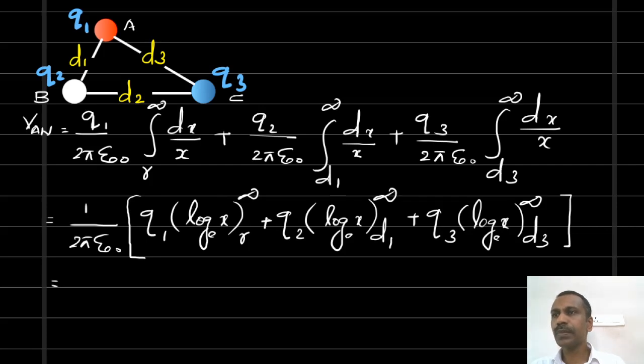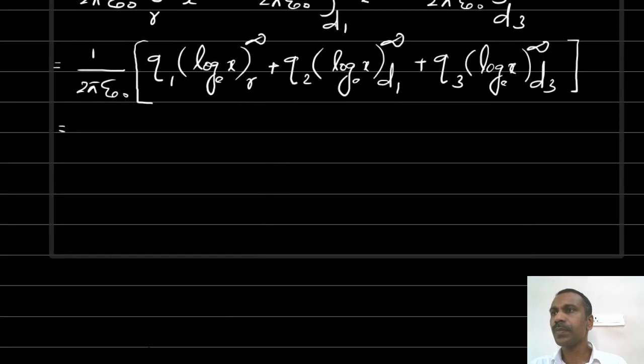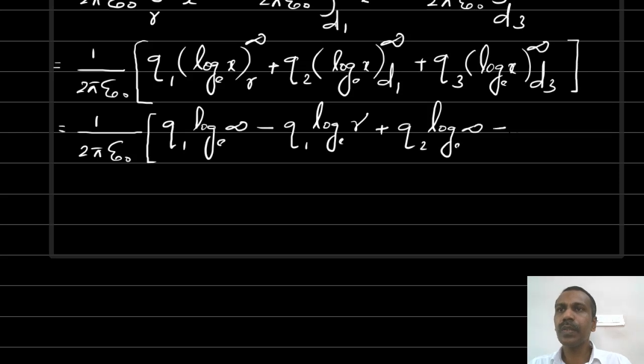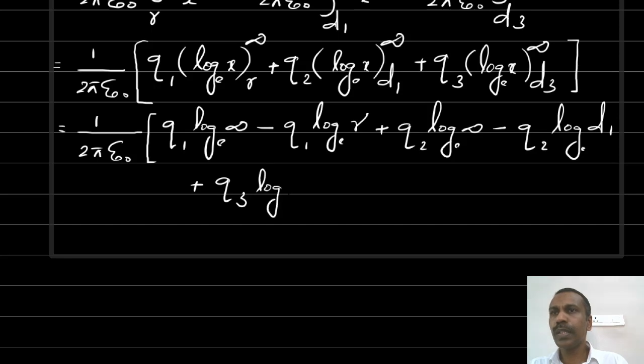So this can be written as 1 by 2 pi epsilon 0 into Q1 log infinity, upper limit minus lower limit, Q1 log r, plus Q2 log infinity minus Q2 log d1, plus Q3 log infinity minus Q3 log d3.